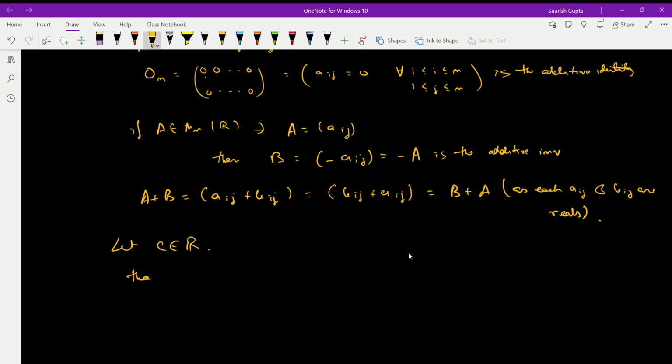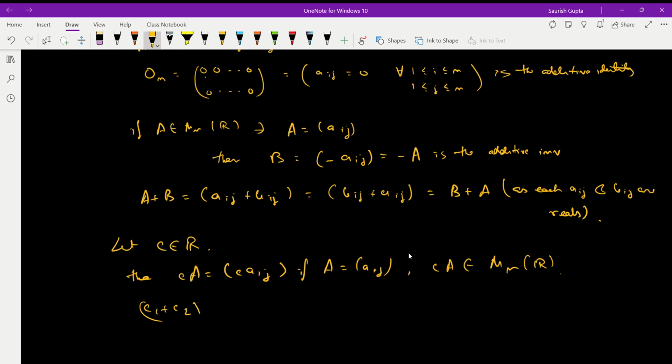And if you choose C to be a real number, then what is CA? CA is the matrix C Aij, if A is of the form Aij. And obviously since C is a real number and each Aij is a real number, C times Aij is again a real number, right? Then CA is in M_n(R) obviously, because the dimension is nowhere changed. And the other properties hold trivially with respect to matrix addition.